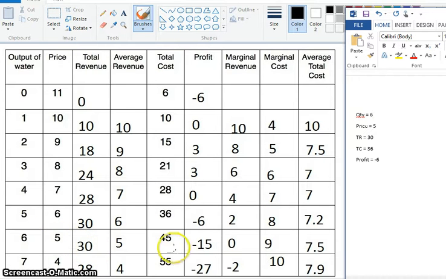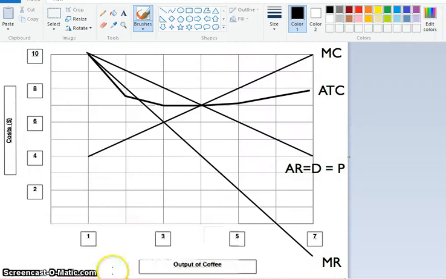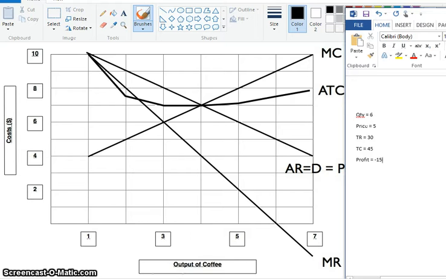The total cost is not 36. It's 45. Let me fix that. Okay. And the profit is not negative 6, it is negative 15. So good thing that I double checked that. So notice, right here, we're using this row. We've calculated all this information already, so now we're just going to look and try to find it on the graph. So let's see, let's make sure we got that.